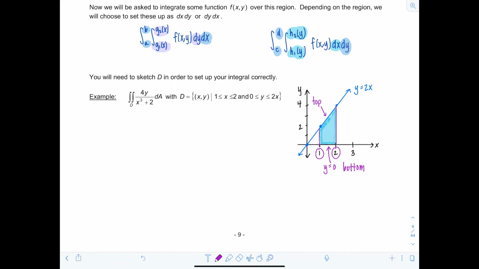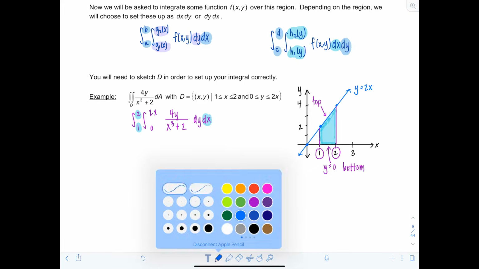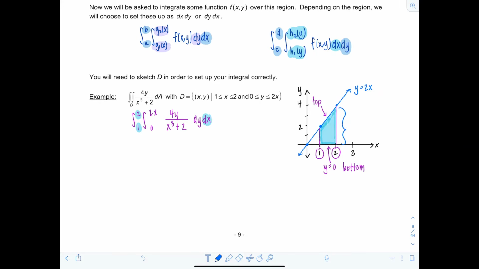So let's go ahead and set it up. I'm going to have the integral from, remember, constant limits go on the outside, so 1 to 2, and then I'm going to have 0 to 2x, and then f of xy, which is 4y over x cubed plus 2. Now dA is going to need to be dy dx. Remember, double check that you did it correctly. So 1 to 2 refer to limits in x, so those are going to go on the outside. 0 to 2x represent the bounds on y, right? Look at y. y lives between 0 and 2x, so those are the bounds on y.